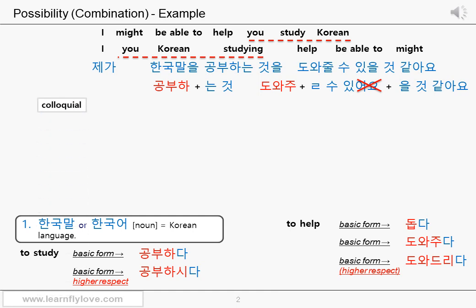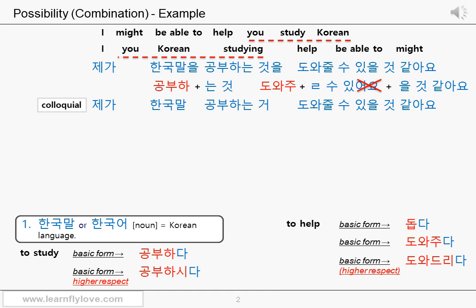Perfect. Let's make it sound more natural in spoken Korean. Let's take out all the object particles and use 거 sound instead of 것 sound, which turn a verb into a noun form. 제가 한국말 공부하는 거 도와줄 수 있을 것 같아요.